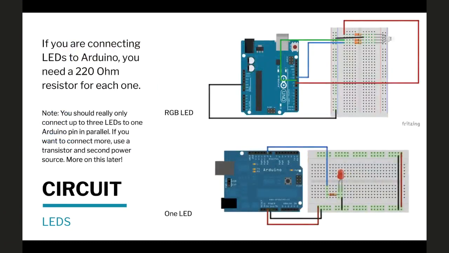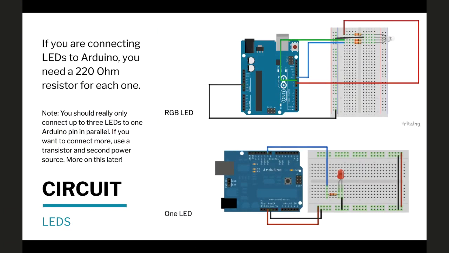So when you're working with LEDs, if you are using an Arduino, you always want to make sure that you are connecting your LED via a resistor. And when you do this, you're going to want to connect it through a 220 ohm resistor.